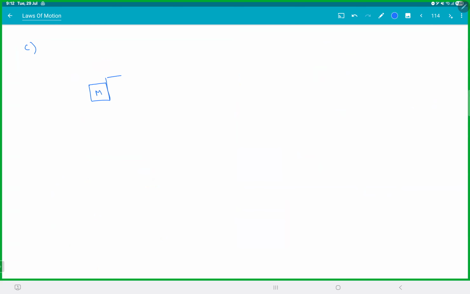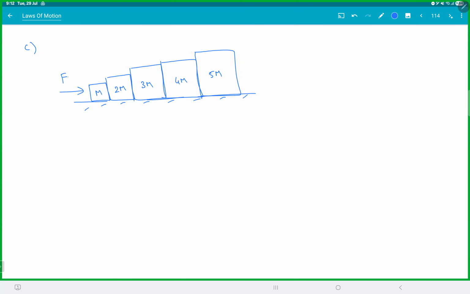Let's say we have multiple blocks, M, 2M, 3M, 4M, 5M. And someone is pushing with force F. Smooth ground. Find normal reaction between 3M and 4M.